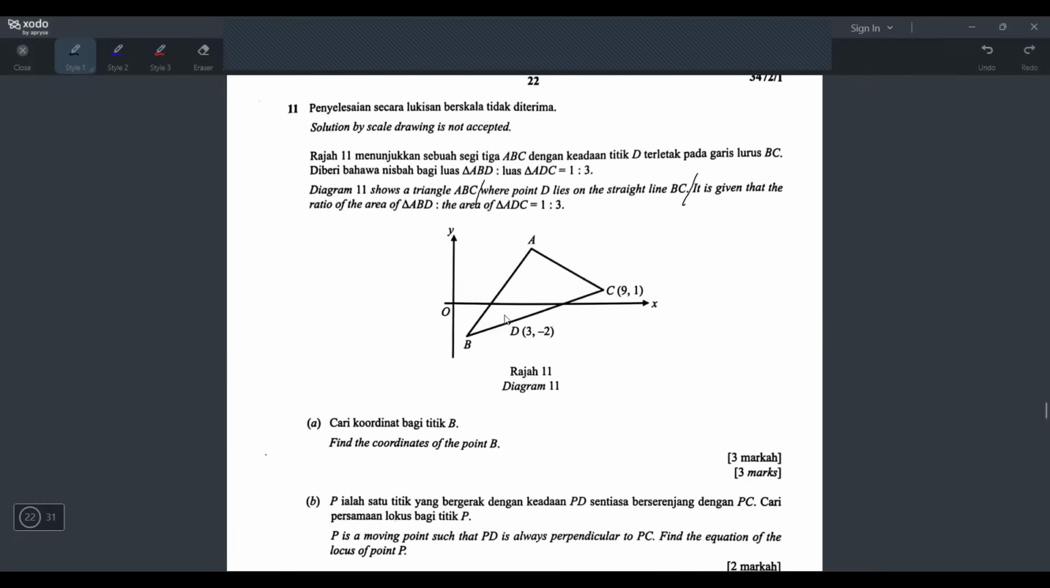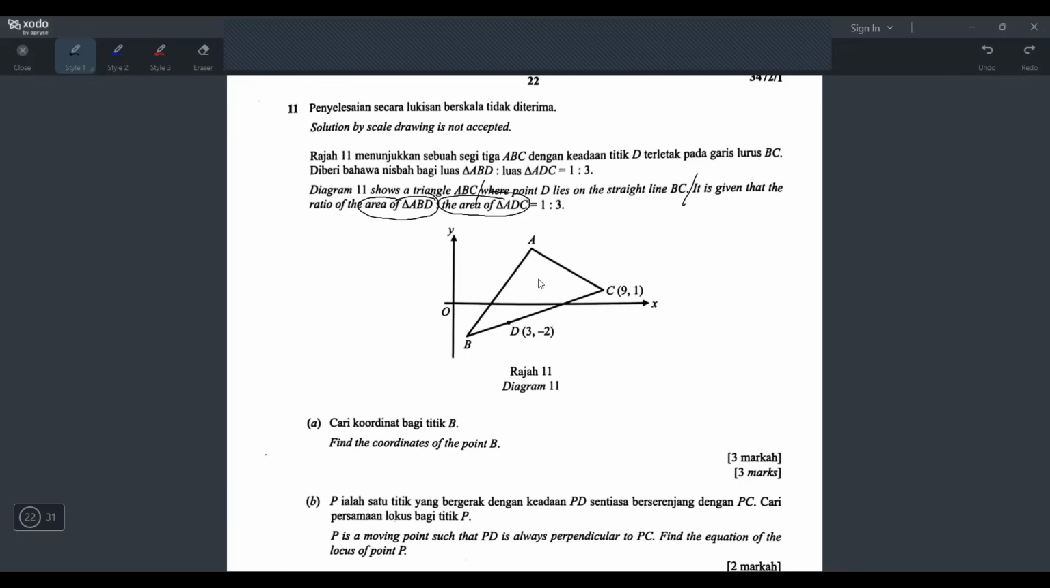Where is it? D lies on BC. It is given that the ratio of the area of triangle ABD to the area of triangle ADC is 1:3. So ABD triangle is this one, right? And then ADC triangle is here, right? And then the ratio is 1:3. But that's the area, right?